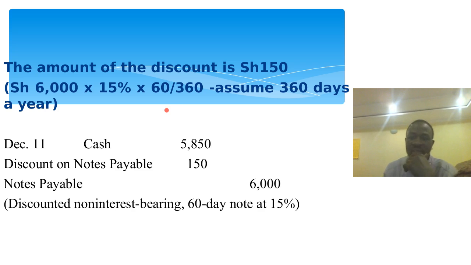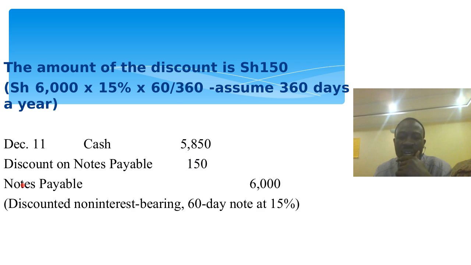So if you do that with your calculator, you just multiply 6,000 times 15 over 100 times 2 out of 12. You will get the same 150. So that is the discount that is payable on the note.